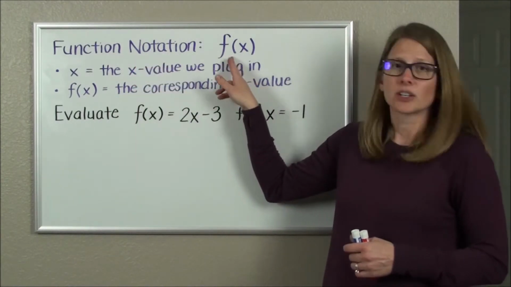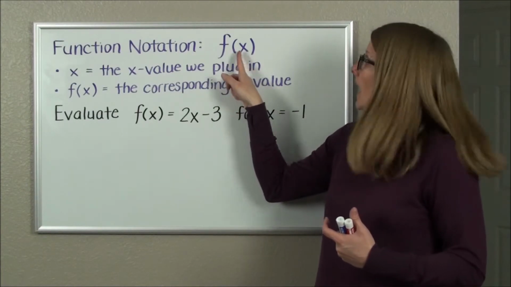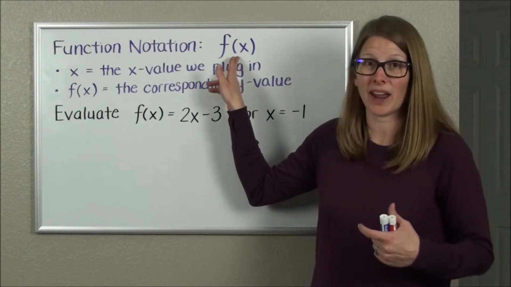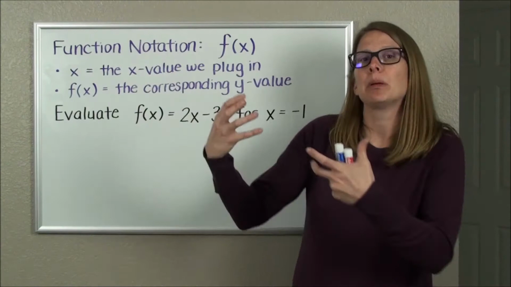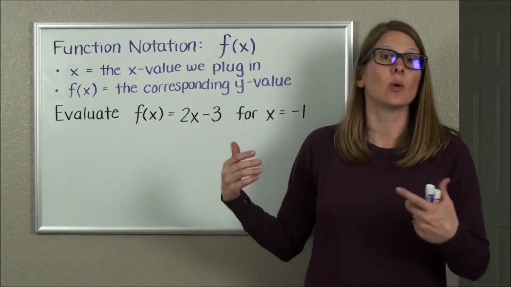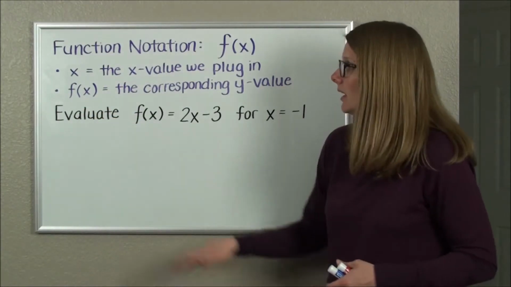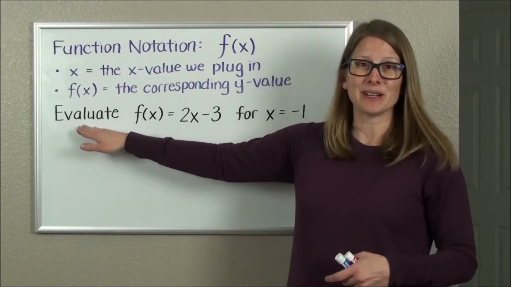If something's a function, we're going to use a symbol f of x. F of x is just special notation. It essentially is a fancy way of saying y. X is going to represent the x value that we're going to plug into the function. F of x will represent the corresponding y value. So again, f of x is just a fancy way to say y. And when you see the word evaluate in your instructions, basically that means plug and chug.